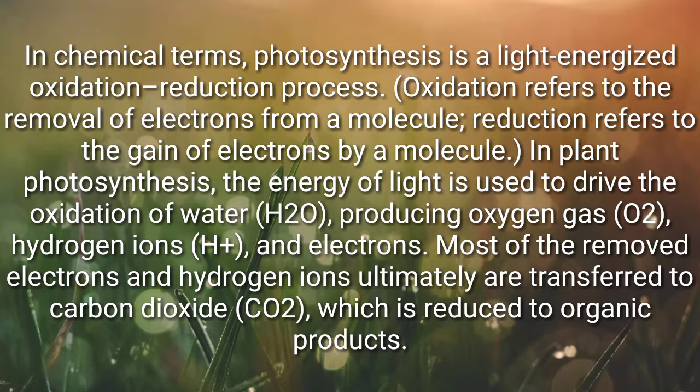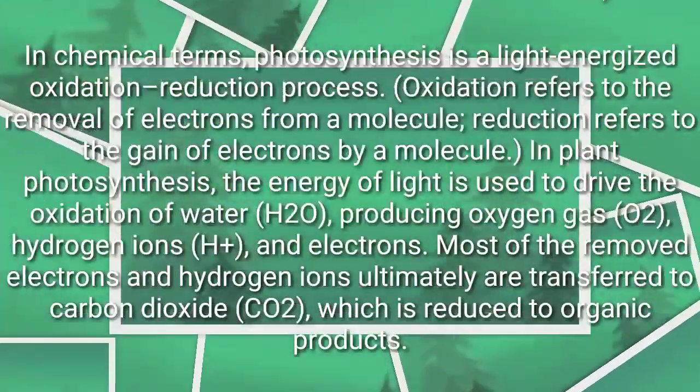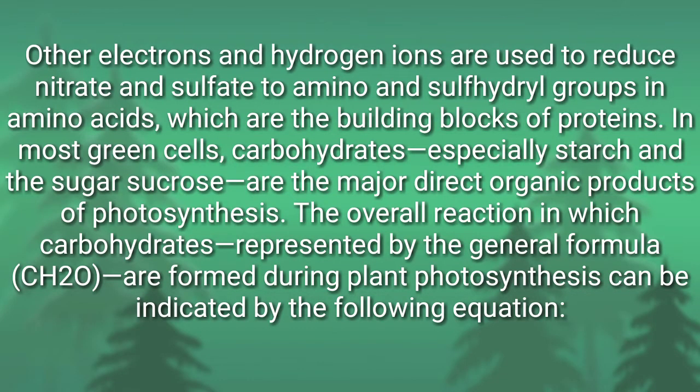In plant photosynthesis, the energy of light is used to drive the oxidation of water, or H2O, producing oxygen gas, or O2, hydrogen ions, H+, and electrons. Most of the removed electrons and hydrogen ions ultimately are transferred to carbon dioxide, or CO2, which is reduced to organic products. Other electrons and hydrogen ions are used to reduce nitrate and sulfate to amino and sulfhydryl groups and amino acids, which are the building blocks of proteins.